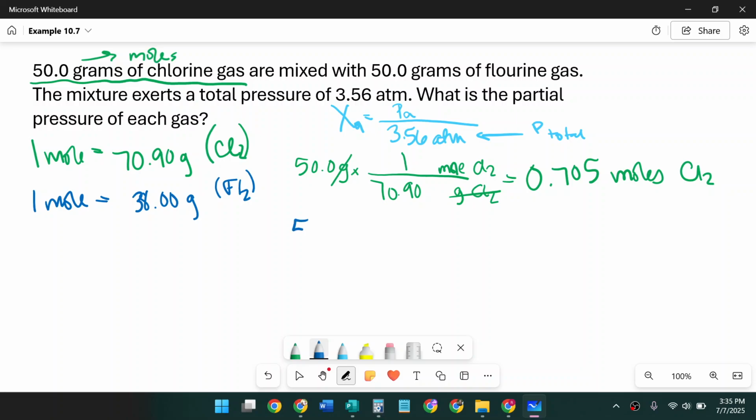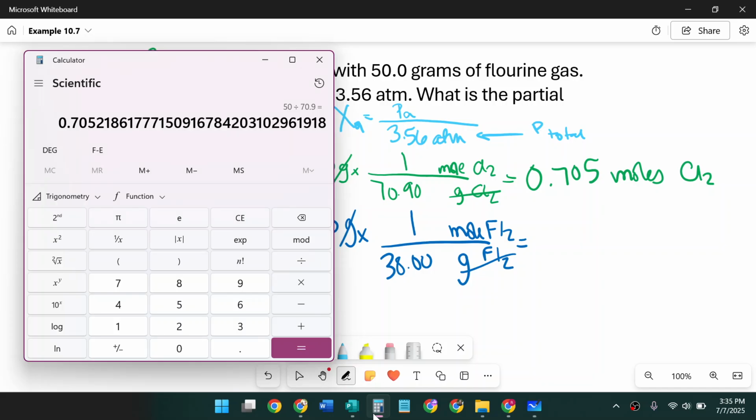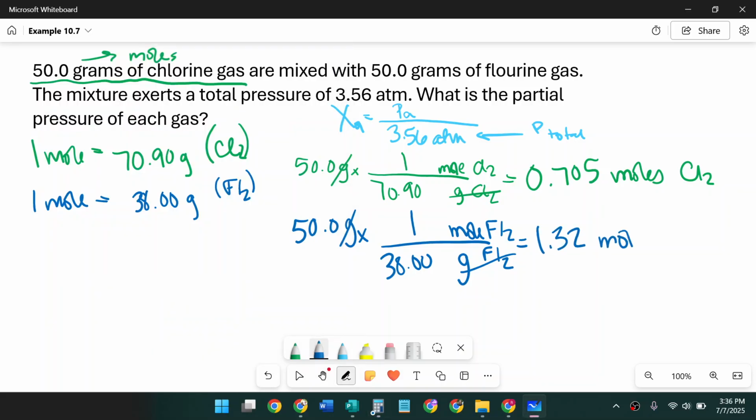All right, so now let's do the second one. So for our fluorine gas, let's make that a little bit prettier. All right, we're going to do the same thing. We're going to convert from grams of fluorine to moles of fluorine. So we're going to put grams on the bottom so it'll cancel, and moles on the top. So 1 mole is 38.00 grams. And again, we will cancel out the units that cancel, and we will divide. So 50 divided by 38. And we're going to keep 3 significant figures, so 1.32. So that's how many moles we have of our fluorine gas.